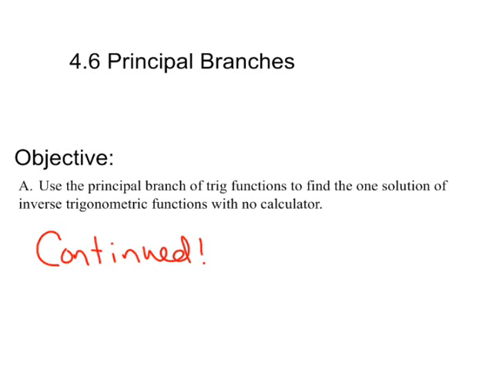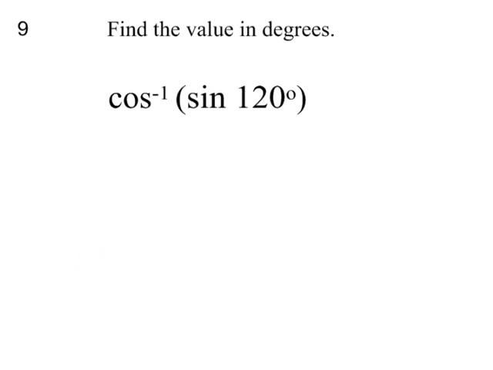All right, today we're going to continue 4-6 principal branches and trig, and today we're going to look at solving composition functions, which means we're going to have a function inside another function. All right, so our first example here is inverse cosine of sine of 120.